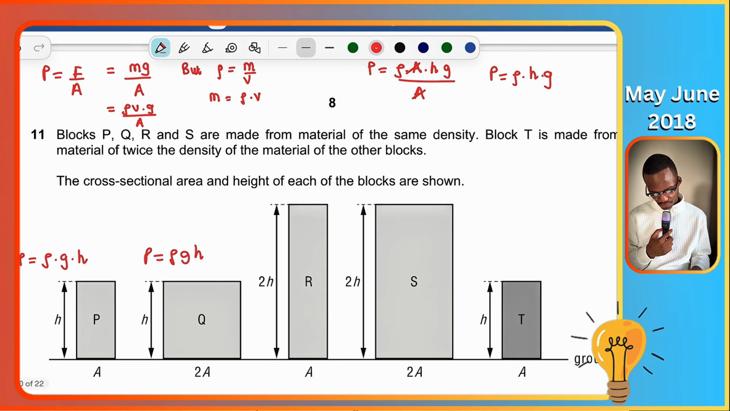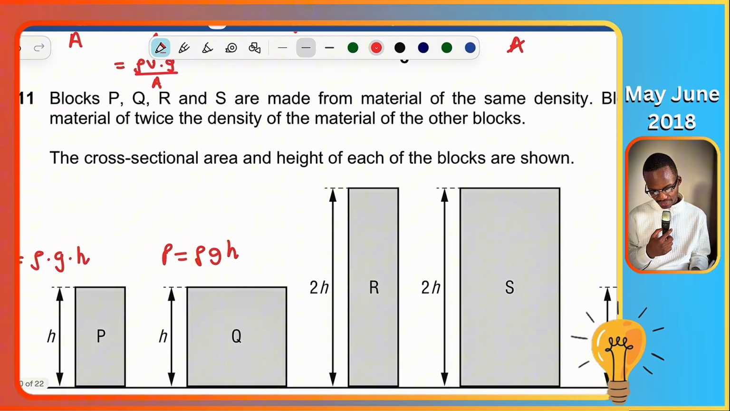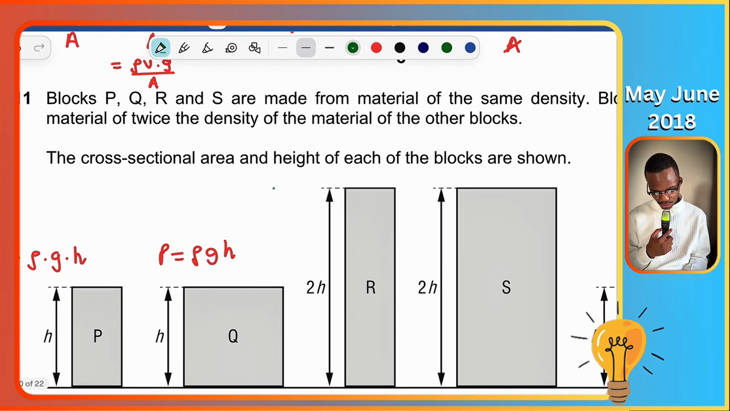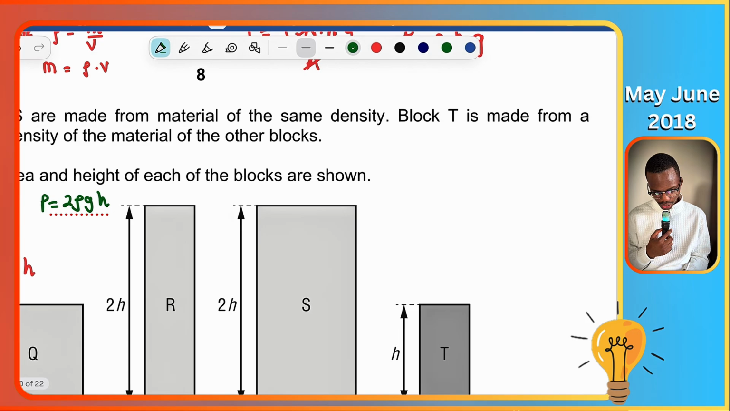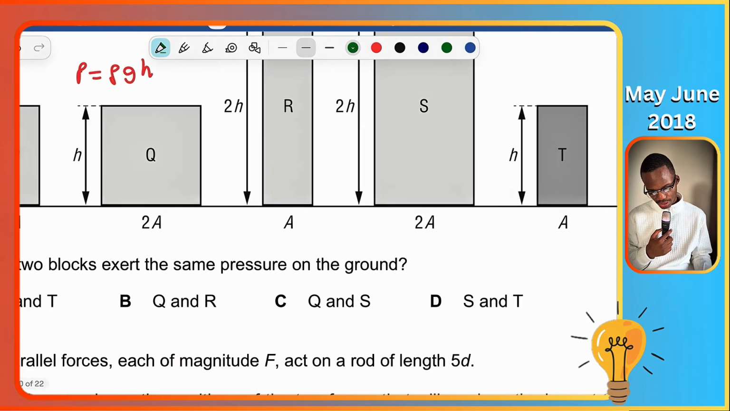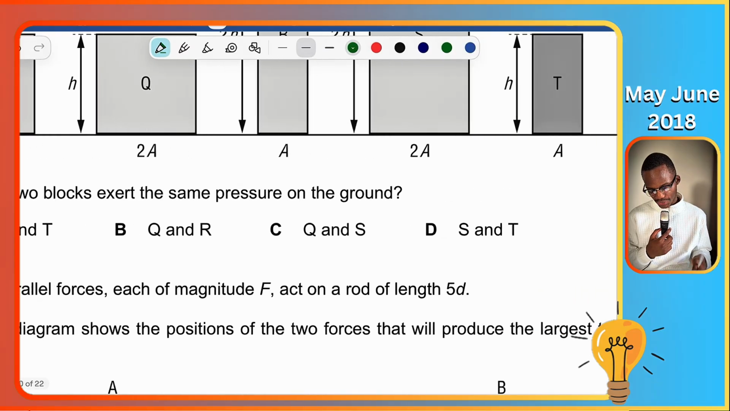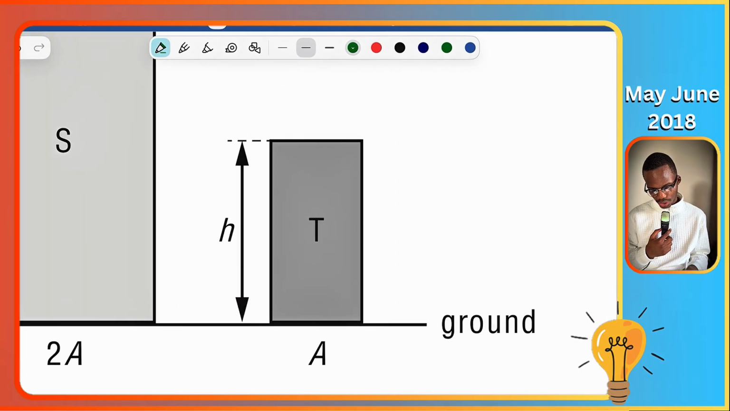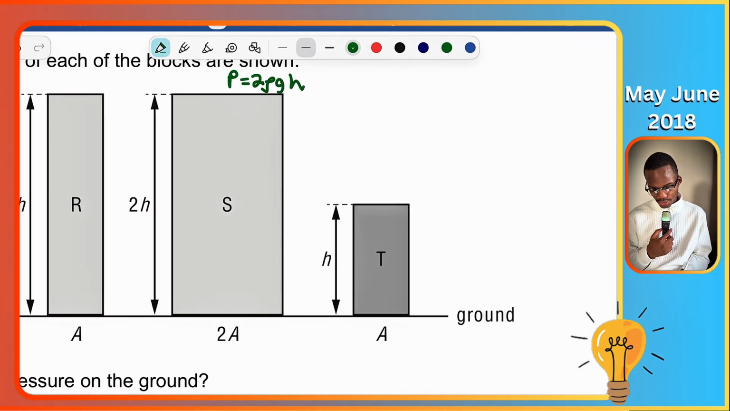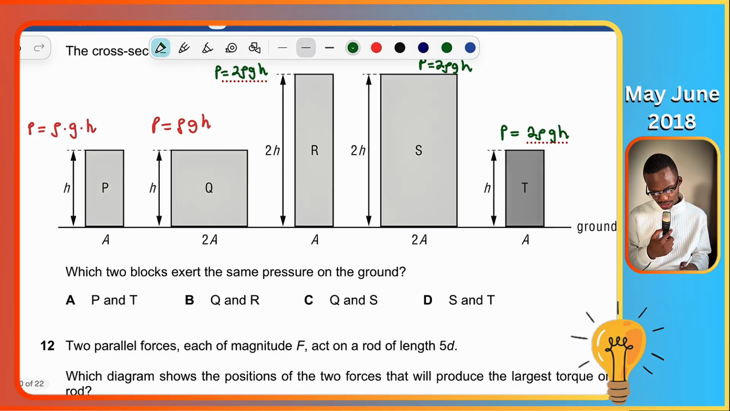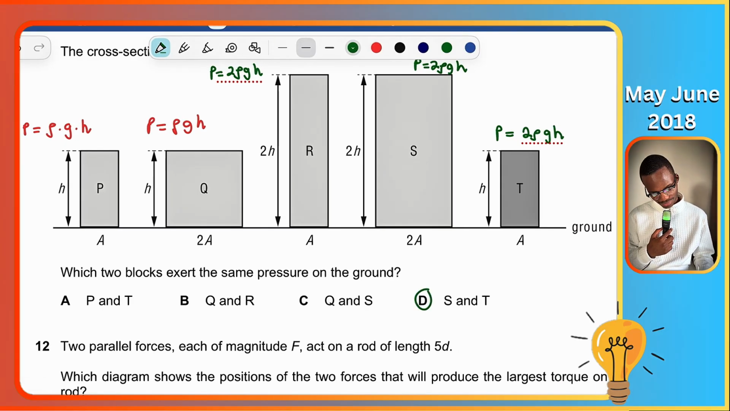That's okay. If you go to R, the pressure for this one is going to be equal to 2 rho g h. And if you look at this one, we have 2h, so the pressure is going to be equal to 2 rho g h. So R and S also exert the same pressure, but we don't have R and S in these answers, which is very sad. But if we go here, where we have twice the density, the pressure is actually 2 rho g h as well. And voila, S and T have the same pressure.